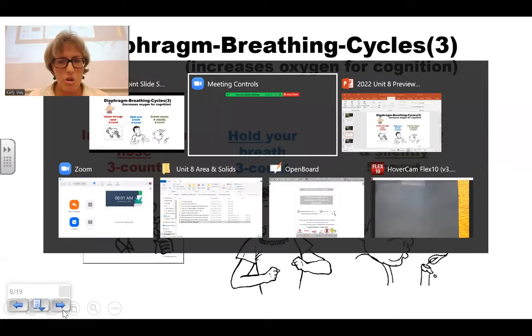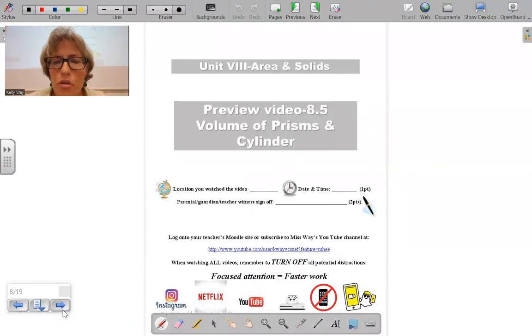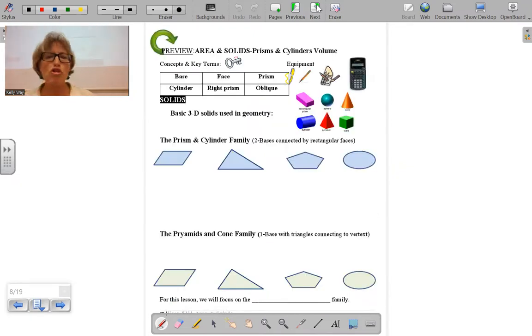Okay, friends, you are right here in your preview notes, prisms and cylinders. A couple of reasons why I'm super excited about this particular lesson is that we are finally graduating. We've been in 2 dimensions all year. 1 dimension is length. 2 dimensions is length and width, like a piece of paper. We are finally getting into 3-dimensional, hands-on stuff, solids. So we're dealing with prisms and cylinders today.